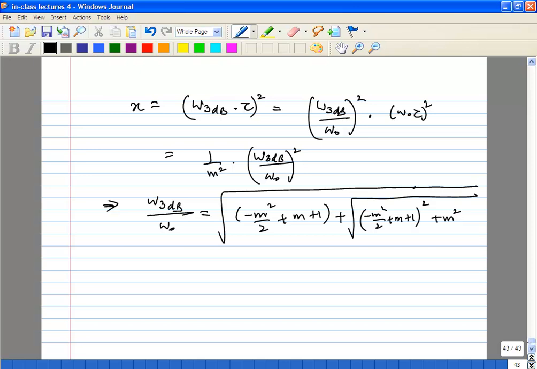For the rest of them we're not going to derive anything because it will just take too long. I'll give you the results. What is actually quite easy, instead of trying to maximize this, is to just plot. You can plot omega 3 dB or omega naught as a function of m. You can vary m from 0 to whatever and see what happens. That may be the easiest way. So if you plot it, this is what you get.